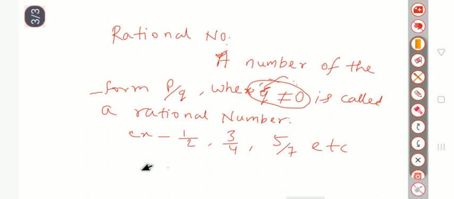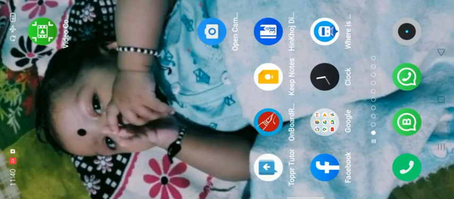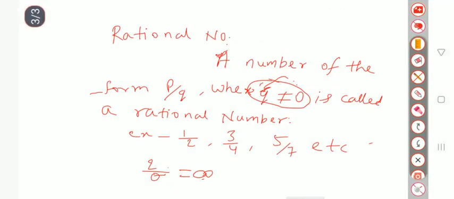Suppose one number is given, 2 upon 0. Is it a rational number? No, because 2 upon 0 is undefined. It is infinity. Because when we divide any integer by 0, it will be a very big quantity. And it is called undefined because its value is not fixed.